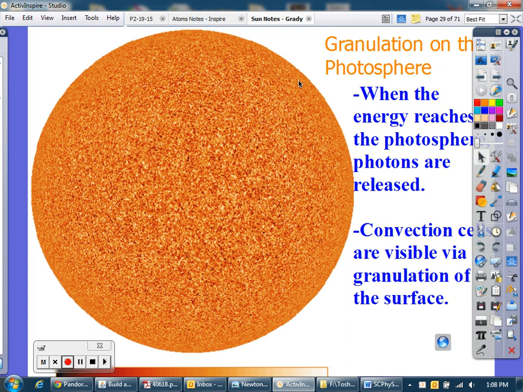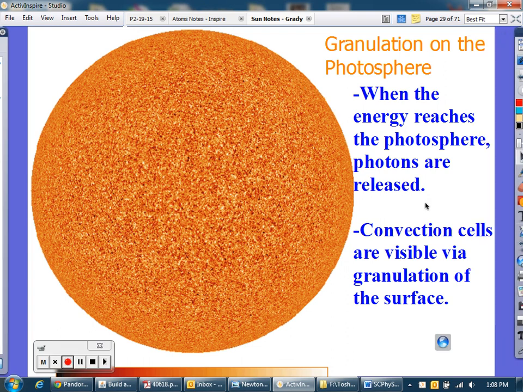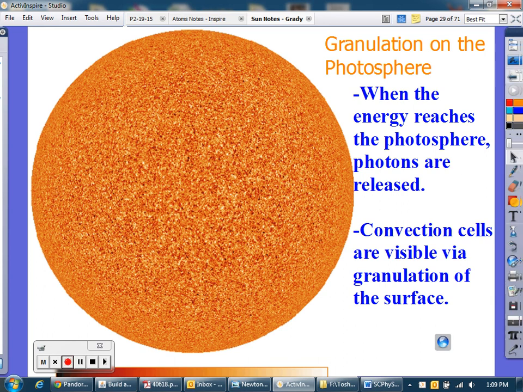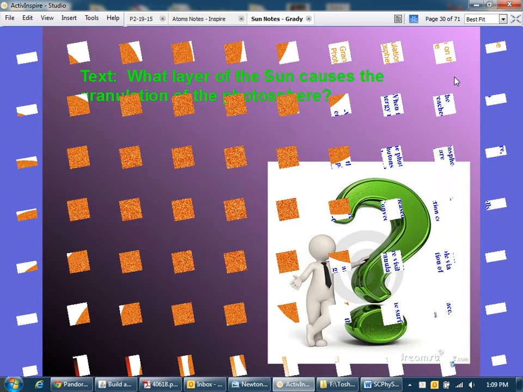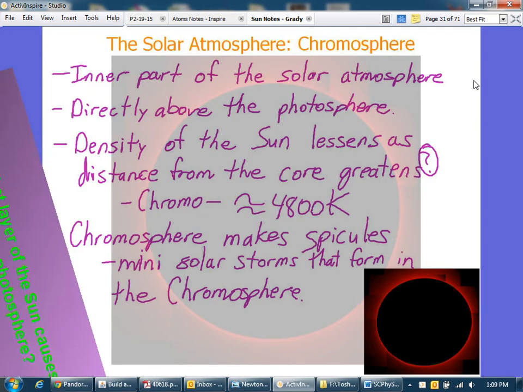This causes granulation of the surface. So convection cells are visible via the granulation, and this is another basic way to prove that the convection zone is a real thing and not just theoretical. We can actually see the granulation zones.